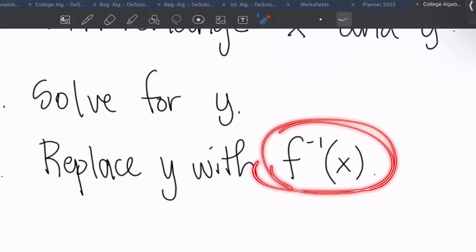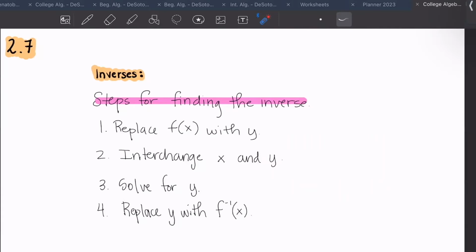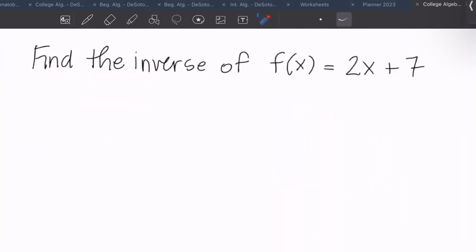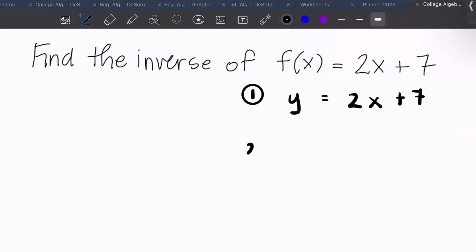Okay, so this is just our way that we write the inverse. So we would say the inverse of f of x. Here I say find the inverse of f of x equals 2x plus 7. Your first step is to replace f of x with y. So number one, we have y equals 2x plus 7. That's the first step. Number two is interchange x and y.